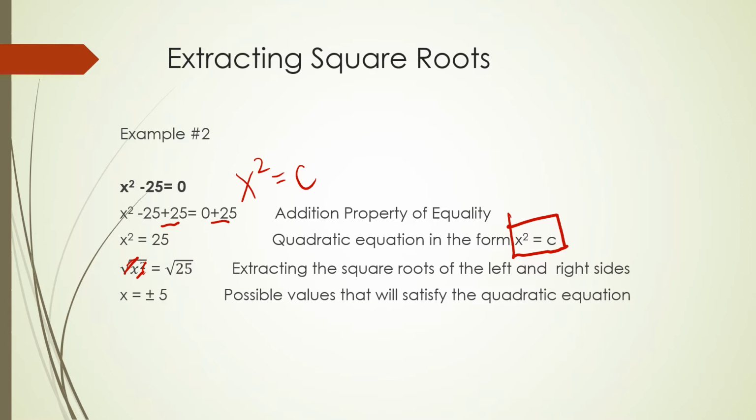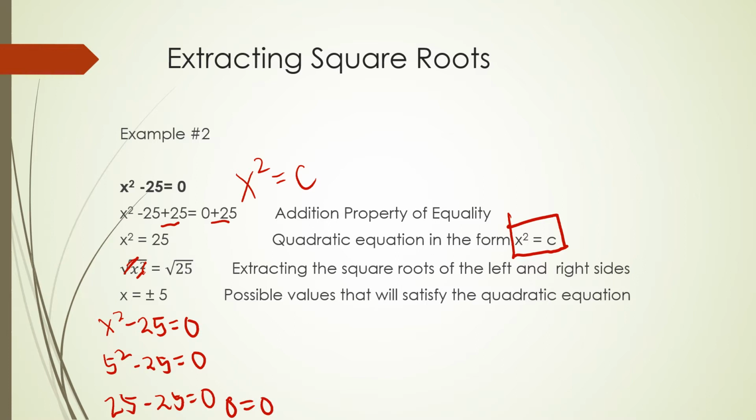So, same lang din, if you're going to check the solution, you may use the original equation, x squared minus 25 is equal to 0. Substitute nyo muna si positive 5. So, 5 squared minus 25 is equal to 0. 5 squared, that is 25, minus 25 is equal to 0. And 25 minus 25, that is 0. So, therefore, 0 is equal to 0.